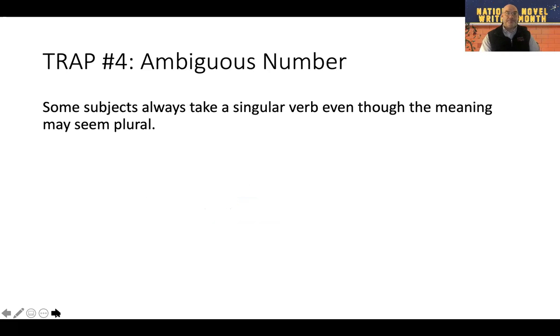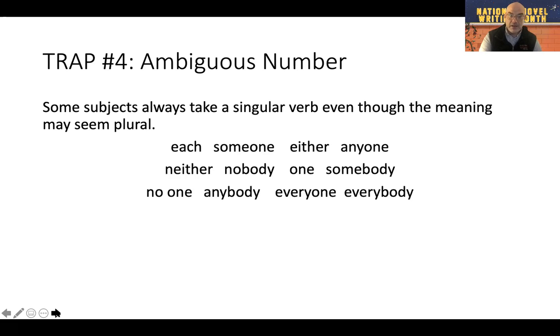Okay, here we get into some really common issues with subjects that are just ambiguous. You look at them on the surface, and it can be really hard to tell: is it singular or is it plural? These include subjects like each, someone, either, somebody, everyone. Believe it or not, these are all singular, even though it kind of seems like they should be plural. If you say "everybody," that really does sound like it should be plural.